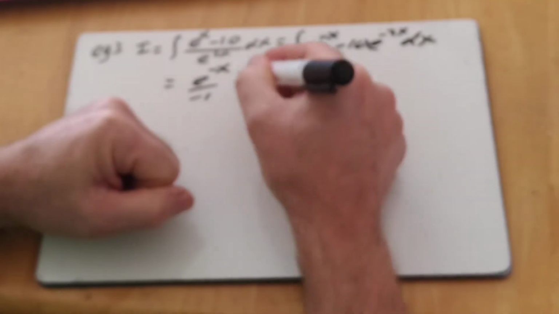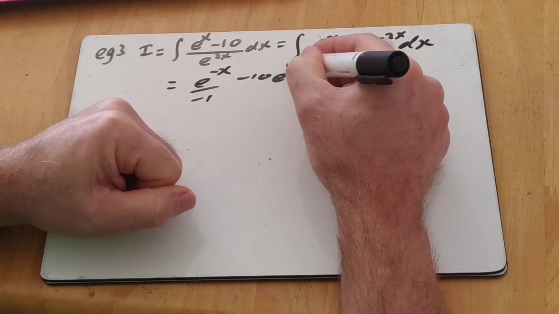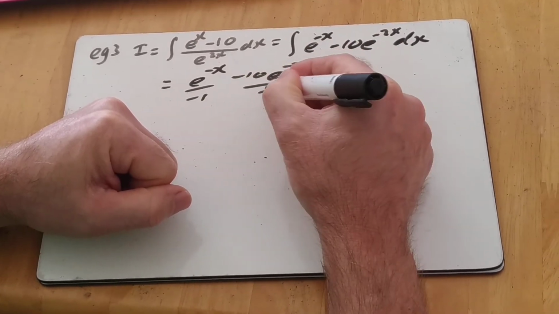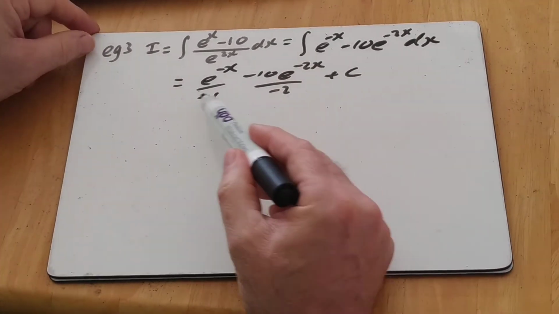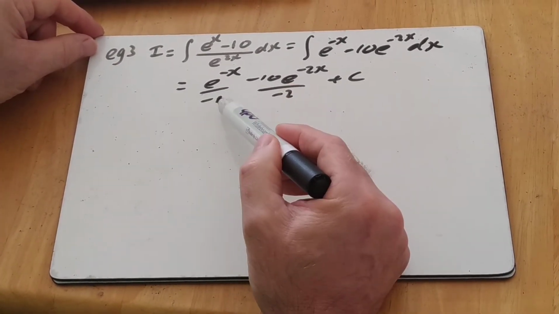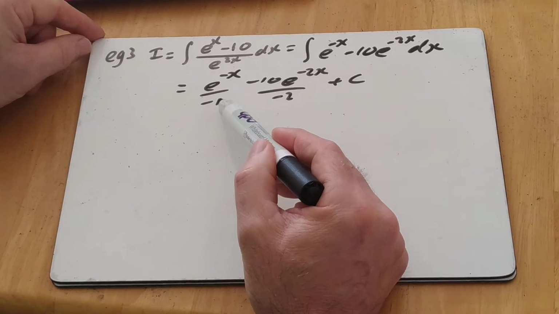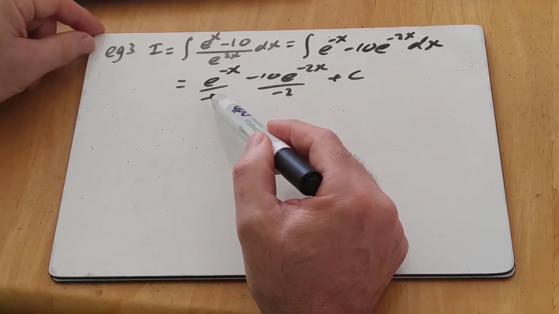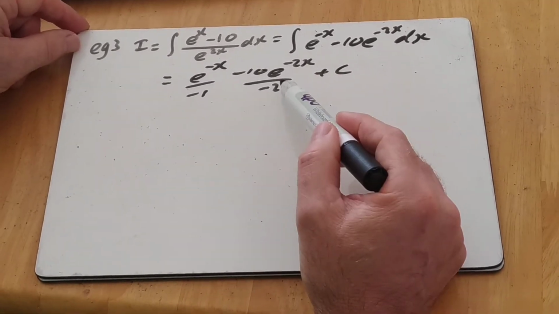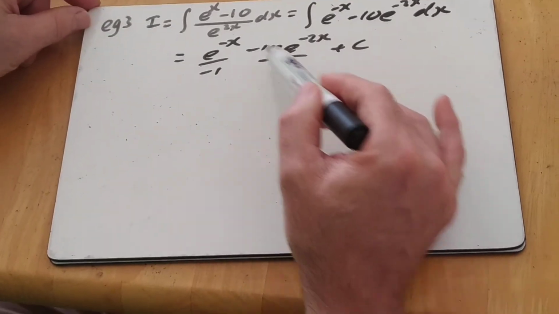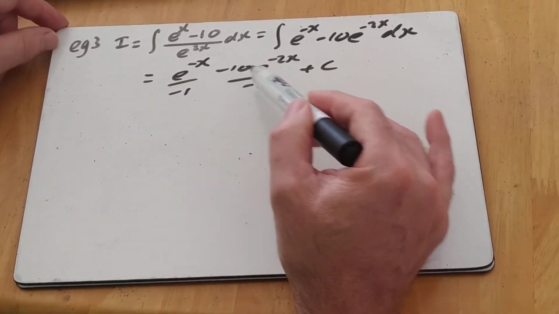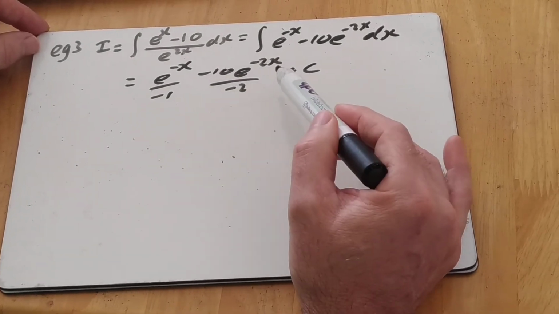The powers never change, remember. Over minus 1, minus 10 e to the minus 2x over minus 2, and plus my constant. Notice I can divide by minus 1. I'm fairly good at this subject, you know. I can divide by minus 1, and more often than not I can divide by minus 2, but you'll be amazed how many people doing A-level mathematics will make minus sign mistakes, trying to be too clever and doing too much in their heads at this stage here.